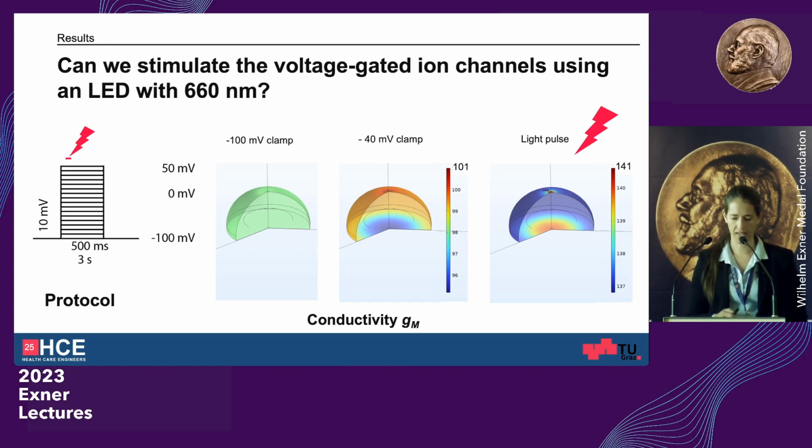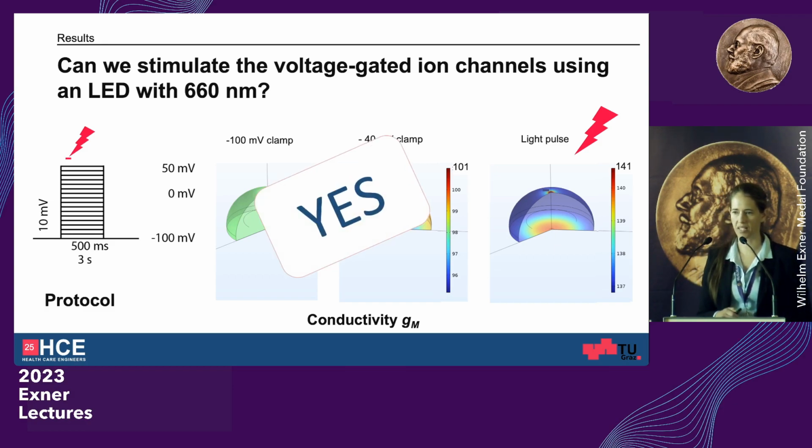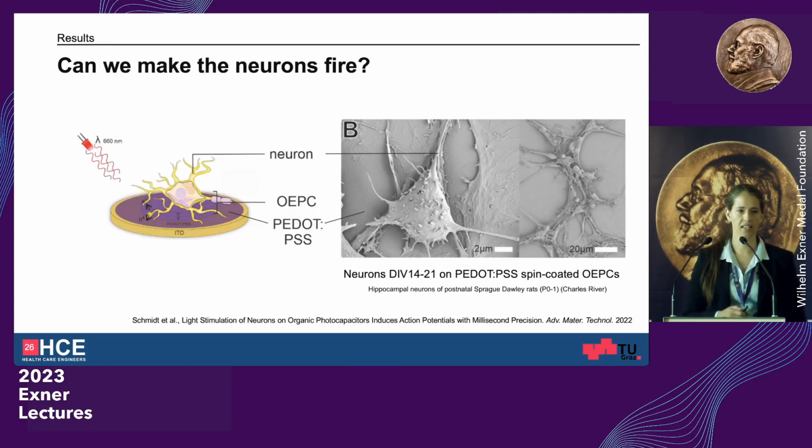So yes, we can stimulate. But as I said in the beginning, we're actually more interested in the question: can we actually make the neurons fire? We have a really nice picture here of some neurons which are grown on our OEPC devices, and they are happy there for about 2 to 3 weeks, so they seem to like the material.